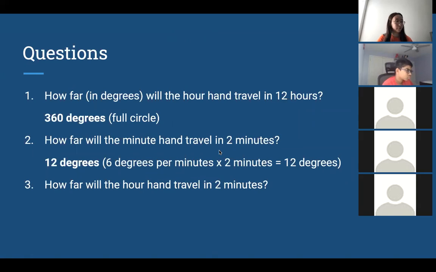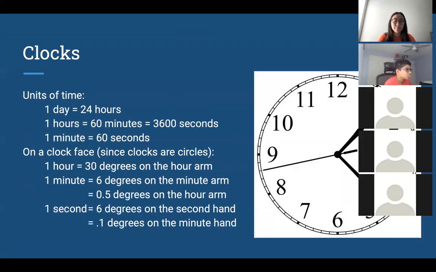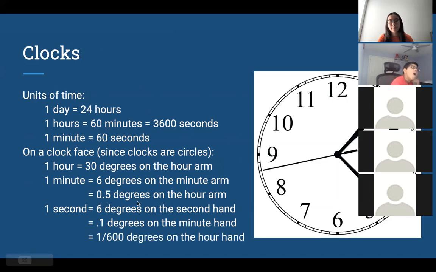Okay, this one is a bit trickier, I'd say. The hour hand will travel 1 degree in 2 minutes. So let's see the previous page. Here you can see that in 1 minute, it's going to travel 0.5 degrees on the hour arm. So 2 minutes is going to travel 1 whole degree on the hour arm.